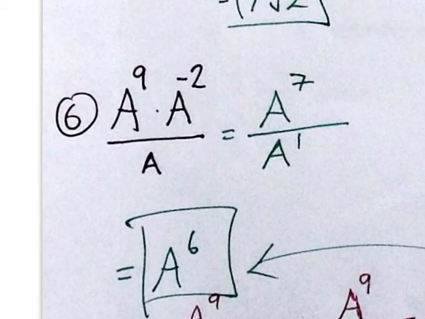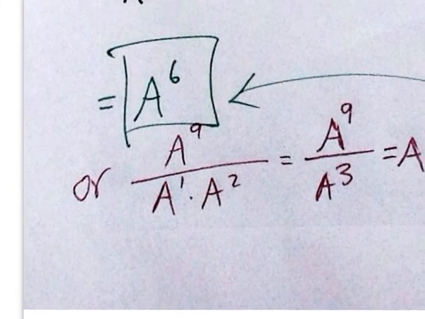Number 6. So again, negative exponents move and change the sign. I think what I did here first, though, is when we're multiplying the bases, we're going to add the exponents. So 9 plus negative 2 is 7. And then when we are dividing the bases, we subtract the exponent. So we end up with a to the 6th.